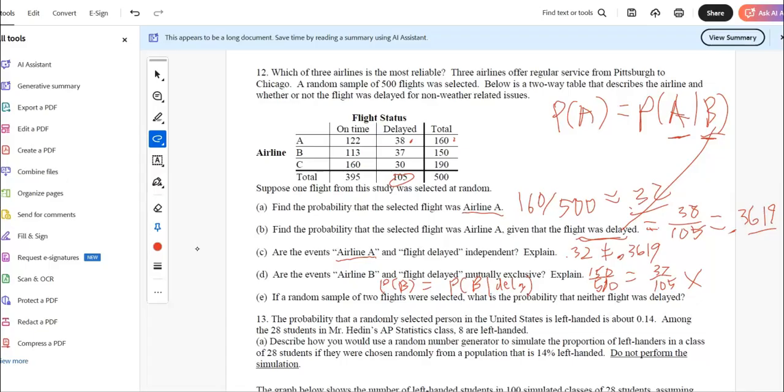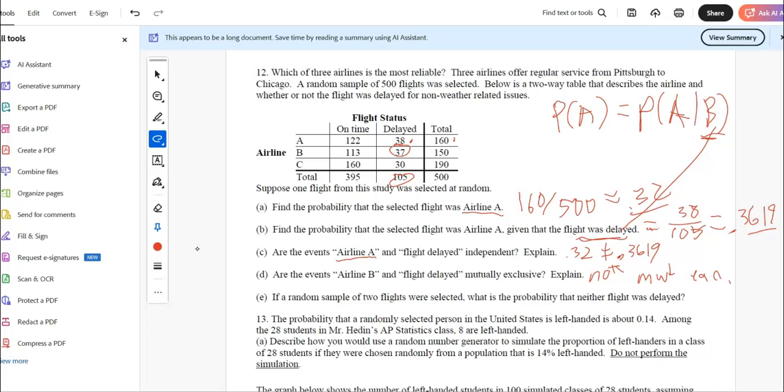No, they didn't ask if they're independent. Sorry about that. I did all that work and they didn't ask. Well, they're not independent. So are they mutually exclusive? That's a good question, actually. So airline B and delayed, can they happen at the same time? Yeah, 37 times it happened that B was delayed. So these are not mutually exclusive, because mutually exclusive means it can't happen at the same time, and 37 times it did.